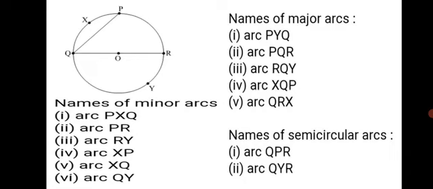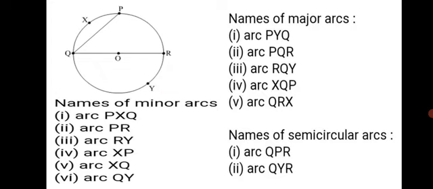Now it's time to locate our major arcs. So let's start with point P again. Point P is here. PYQ, this bigger arc, more than 180, forms the major arc. Also, if we move from other side of P, then we have arc PQR, another bigger arc. So that forms another major arc. Now let's take point R. From point R, we will move in this manner. Point R, RQY is another major arc.